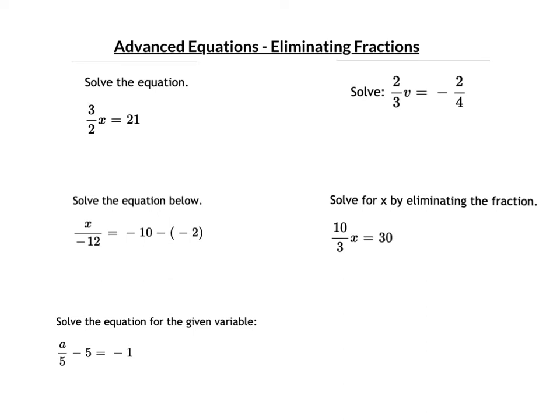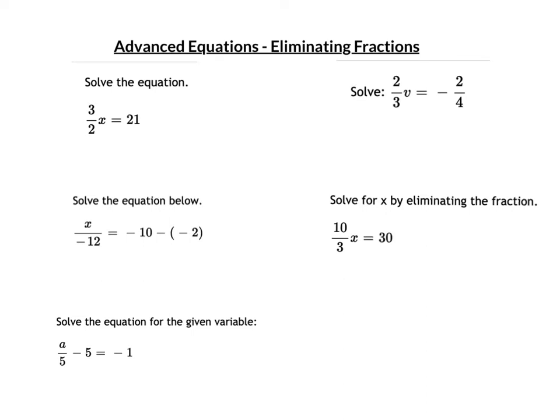At last, the advanced equations. The thing I want you to know here is how to get rid of fractions. The way you get rid of fractions is you look at all your denominators and you choose the least common multiple, and you multiply everything by that least common multiple. So the common multiple, by the way, is the same thing as the common denominator.